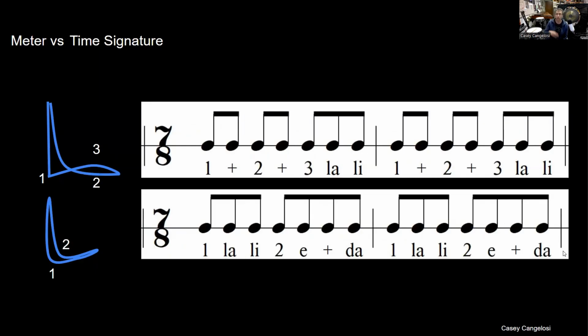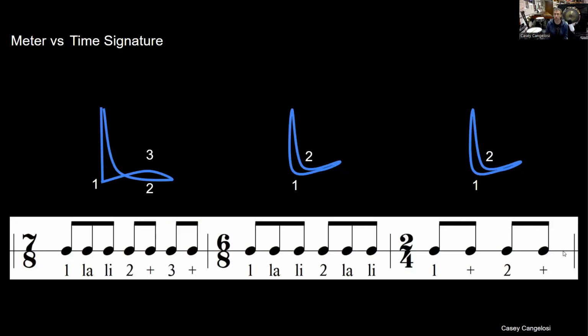You can see the top example is going to be in 3, 1 and 2 and 3 la li, 1 and 2 and 3 la li, 1 and 2 and 3 la li, 1. The bottom example will be in 2, 1 la li, 2 e and 1 la li, 2 e and 1 la li, 2 e and 1.